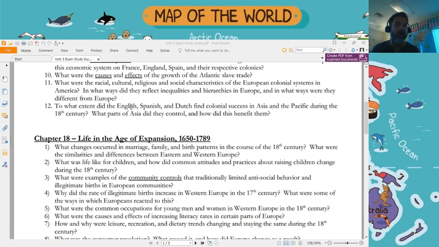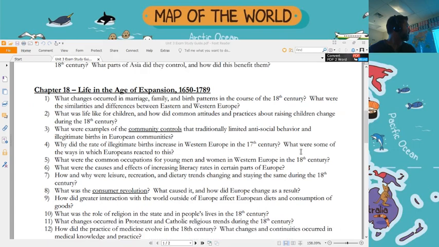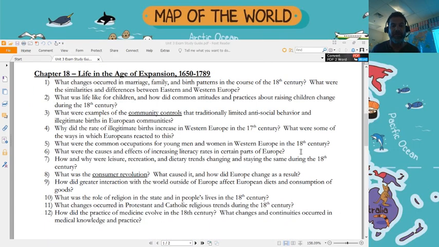All right. So let's move along to chapter 18 and get through some of this stuff quick. As Europe is expanding internally in terms of population and economic growth and so on, number one, what changes occurred in marriage, family, and birth patterns in the course of the 18th century? What were the similarities and differences between Eastern and Western Europe?